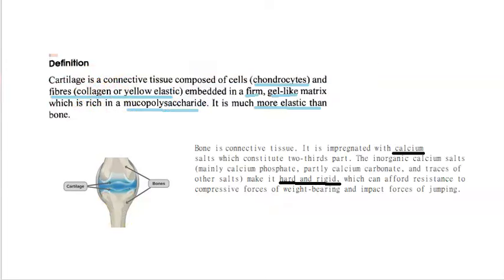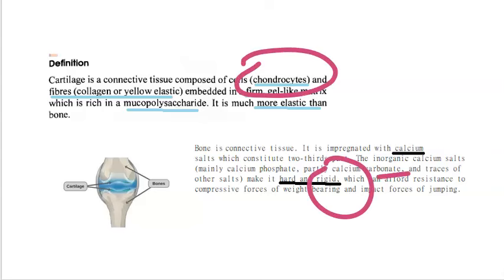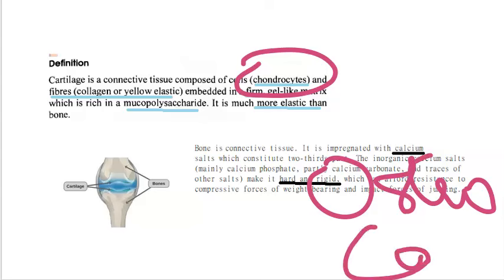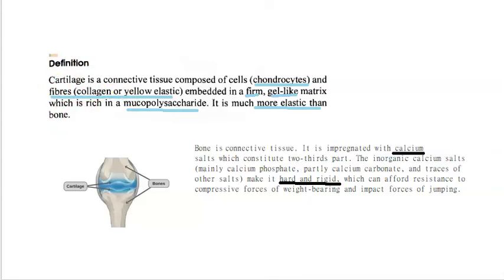Cartilage will have chondrocytes. What will bone have? Osteocytes. Bone will have calcium in the matrix: calcium carbonate, calcium phosphate, etc. will be there in the matrix. But cartilage will not have calcium. That you can write. Okay.